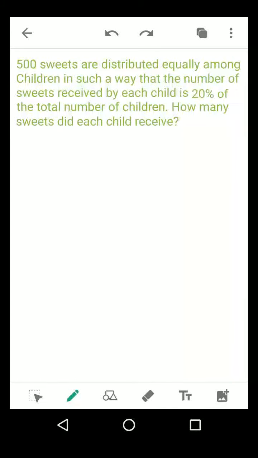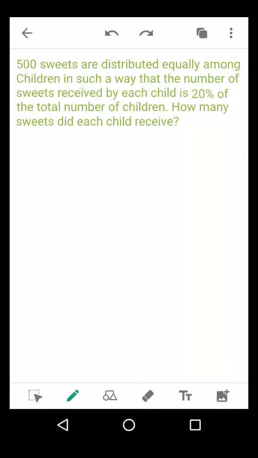Here they given 500 sweets were distributed equally among the children in such a way that the number of sweets received by each child is 20% of the total number of children. How many sweets did each child receive? This is different compared to the previous problem. Here they given the number of sweets, and they are asking how many sweets did each child get.